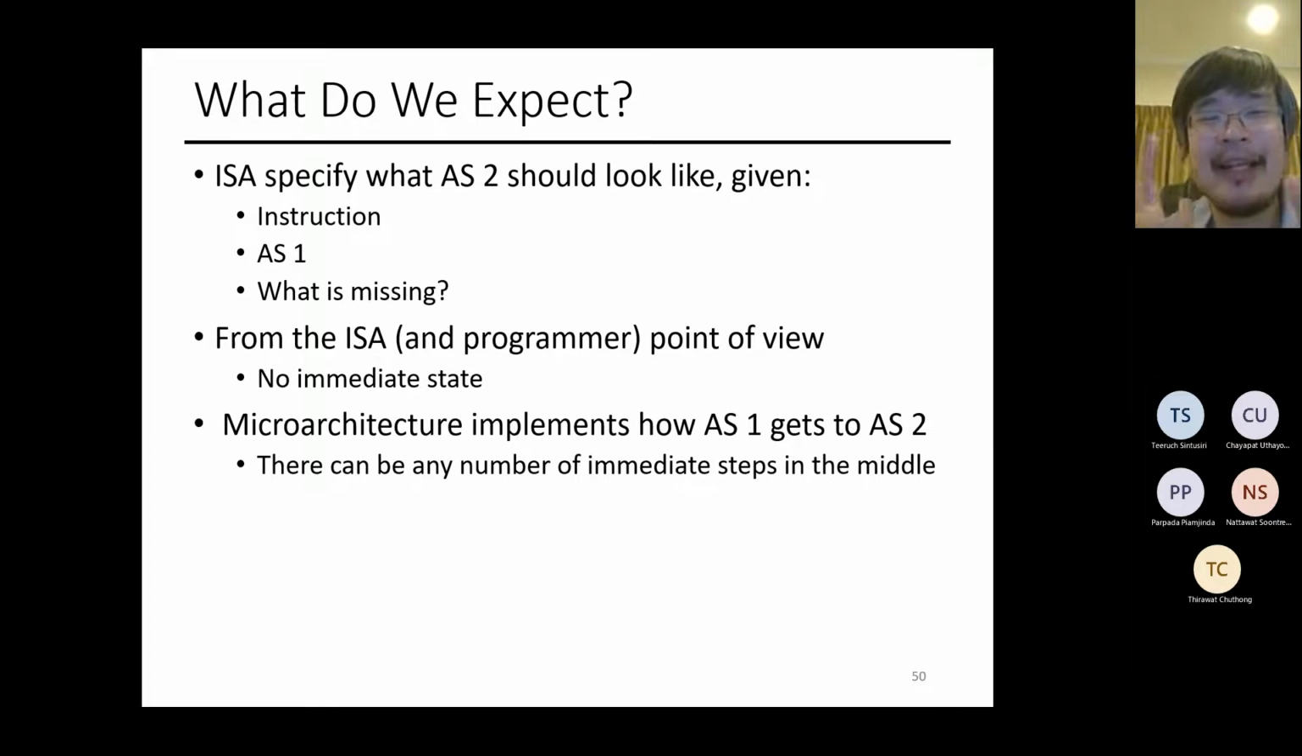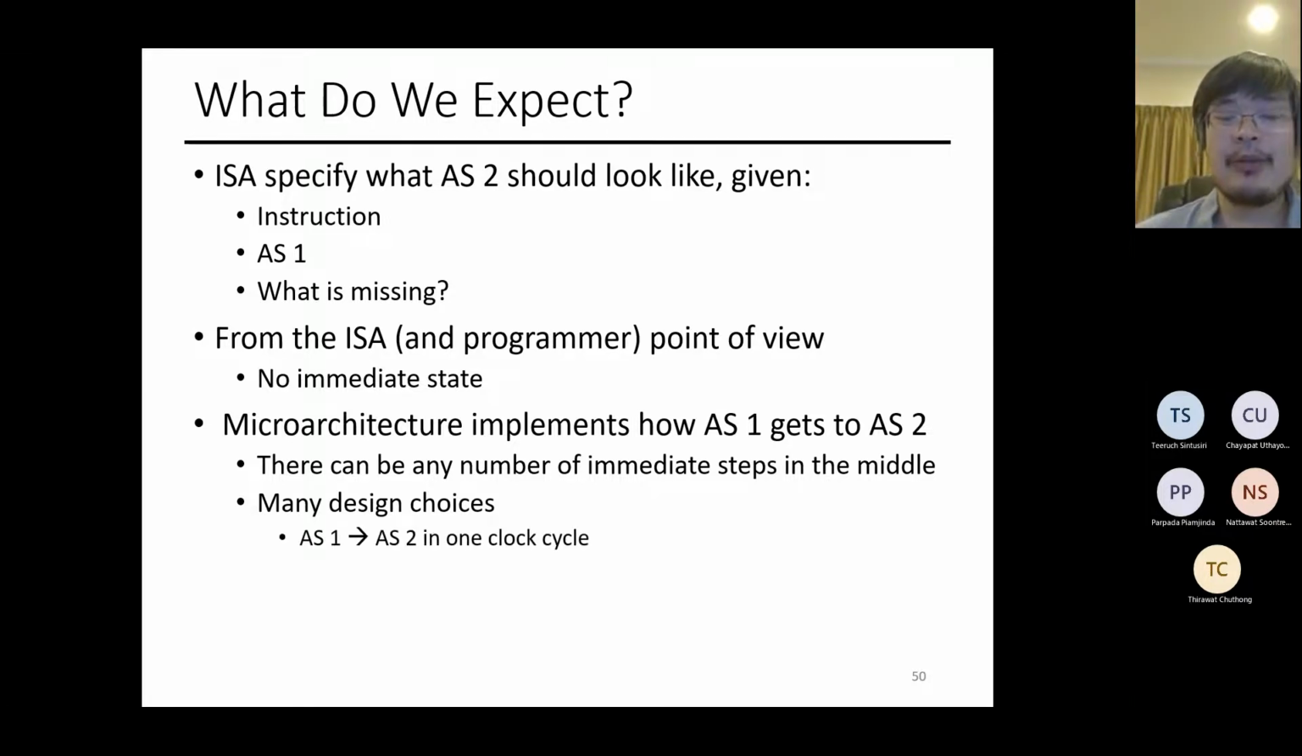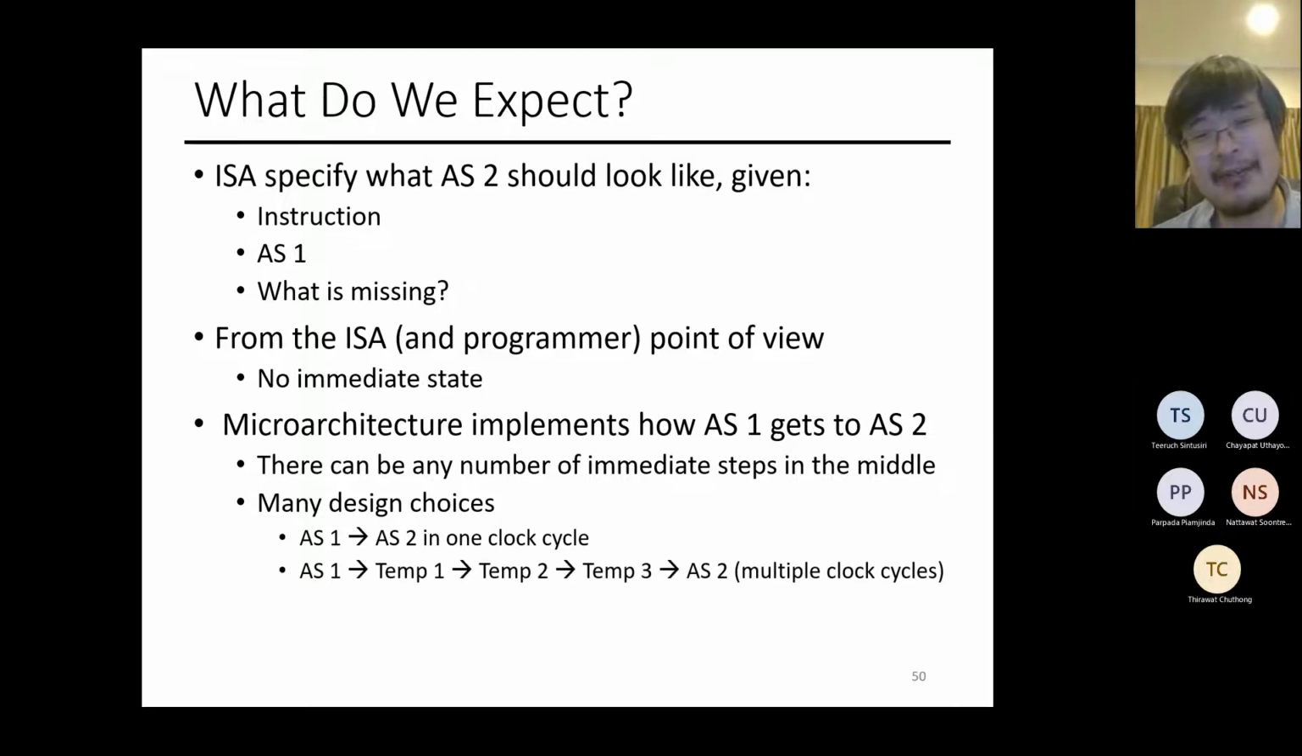And there can be any number of these intermediate steps in the middle. These are design choices. As computer architect, I can build a hardware that allows you to go from AS1 to AS2 in one clock cycle. I can also build a different hardware that goes from AS1 to temp1, temp2, temp3. Programmer never sees that. And then you arrive at AS2 in multiple clock cycles. These have trade-offs. Anyone want to take a quick guess on what would be the trade-off here? What are some of the obvious trade-offs?